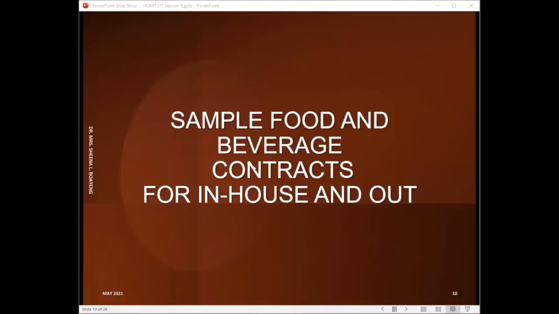Okay, so with that being said, let's look at sample food and beverage contracts for in-house and out and see how they compare to each other. Is that okay? Yes, sir. Given that we have talked about the fact that when you are contracting the food and beverage in-house, it is different from when you are contracting it from an independent vendor externally. So I'm quickly opening the in-house contract and the out-house contract, and then we will compare the two.